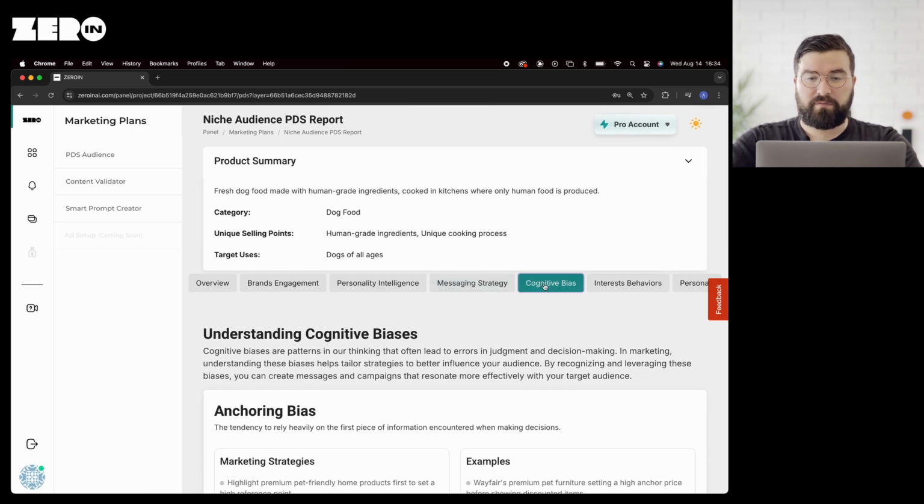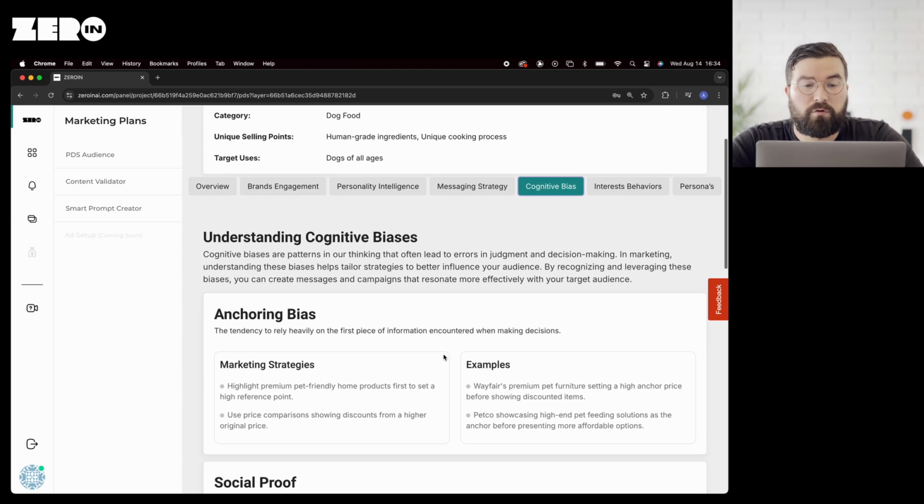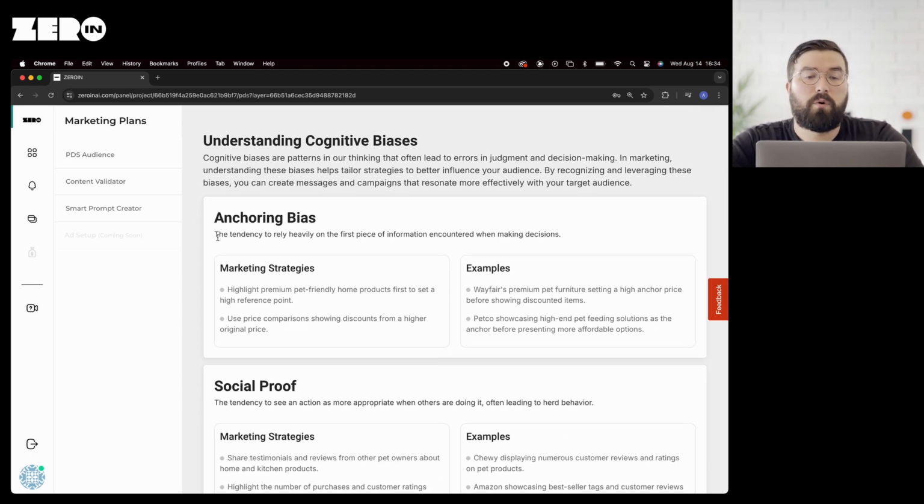Next, we're going to look at cognitive biases. To understand these is to look at the thinking patterns of your audience and understand how they make certain errors in judgment, and how they make decisions when it comes to the products they're engaging with. These help you tailor your strategies and influence the audience in a meaningful way. So, anchoring bias. It's going to explain what that is and tell you some marketing strategies for it and some examples of how it's done.